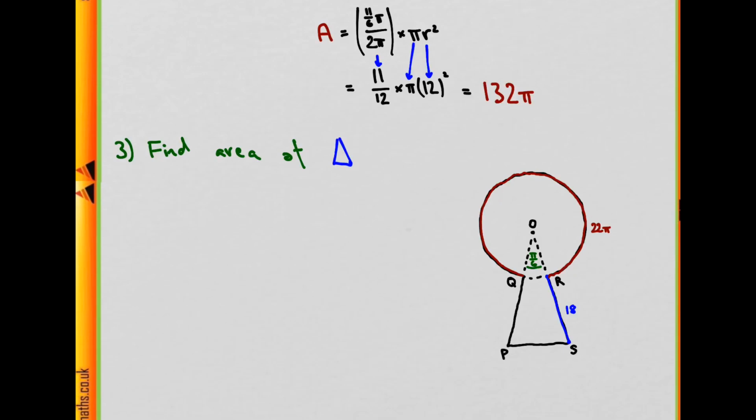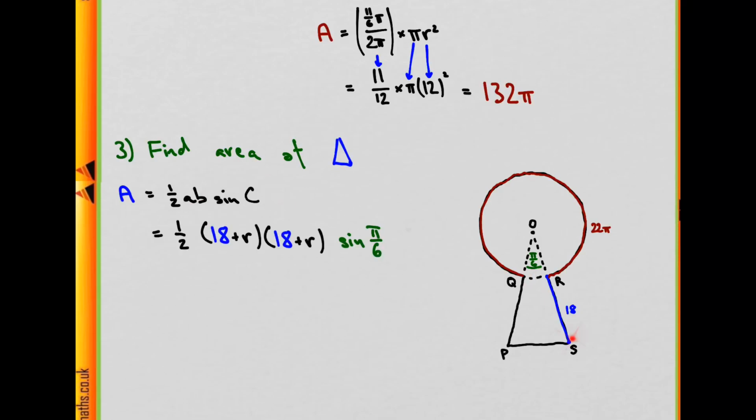Finally, the neatest way to find the area of the triangle, knowing two lengths of its sides and the angle between them, is to use this formula, which tells us that the area is half times the two sides times the sine of the angle in between. The sides have length 18 plus r, since it's an isosceles triangle, and the angle is pi by 6. When we evaluate this, 1/2 times sine pi by 6, which is 1/2, times 18 plus 12, remember that the radius was 12, that gives us 225 millimeters squared.